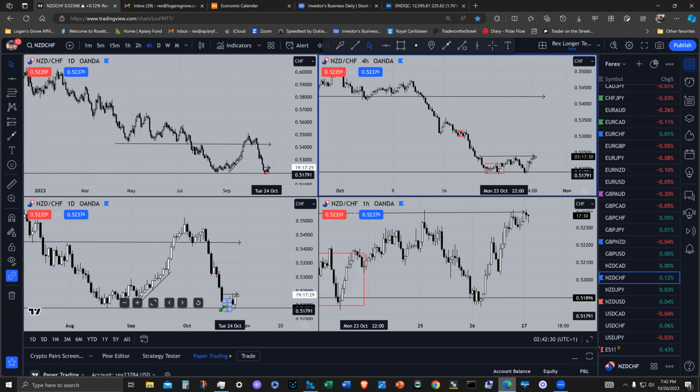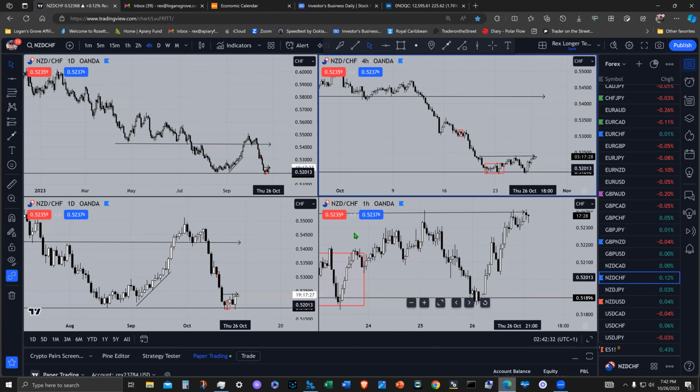New Zealand Swiss has already come off the bottom. Same thing. If it can break there, it'll go lower. So I don't want to take the third bounce to try to catch it.